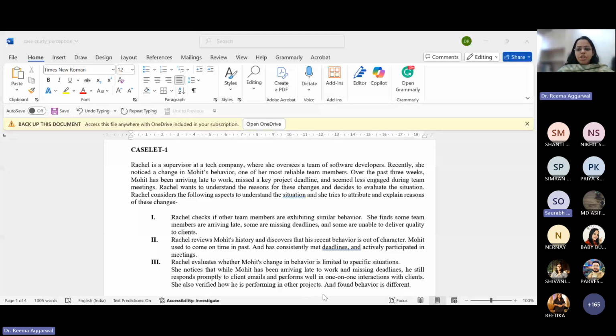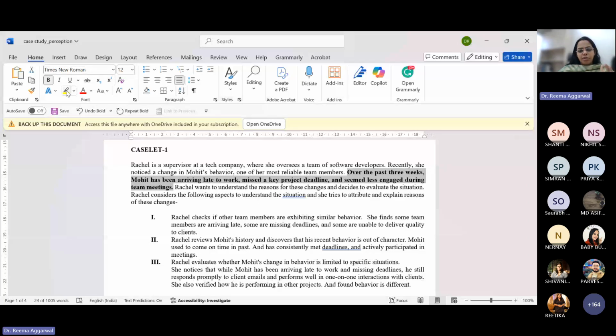Absolutely correct. So it is not punctuality but that he is arriving late. Consistency. Yes, this is the recent behavior. So the recent behavior is that he's arriving late, he's missing the project deadlines, he seems less engaged during the meetings. So now Rachel is trying to evaluate कि ये क्यों हो रहा है? Is it due to the internal factor? That means it is the lack of ability, interest or capability of Mohit, or it is due to some situational external factor because of which Mohit is behaving in this manner.